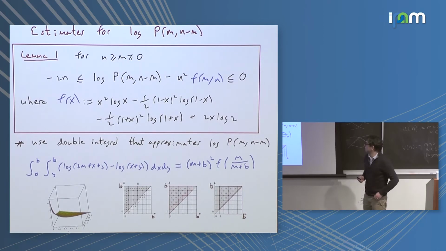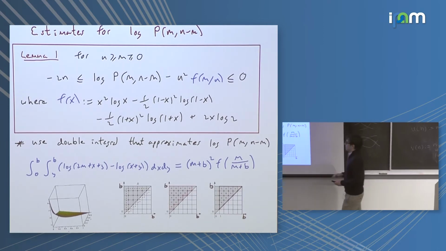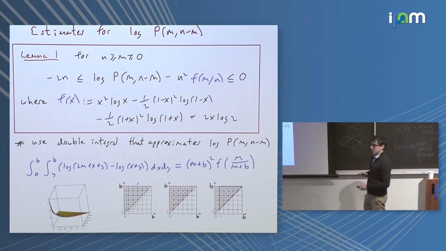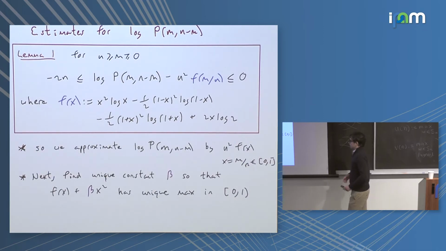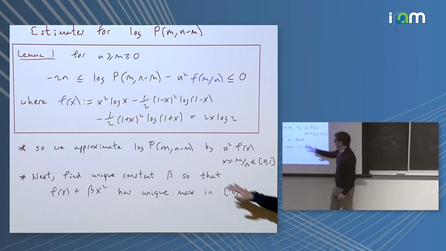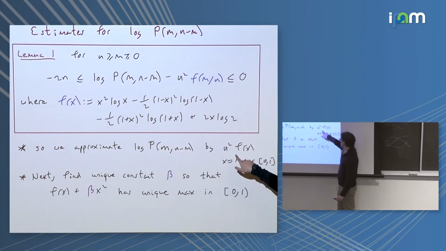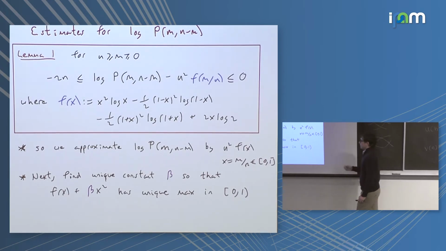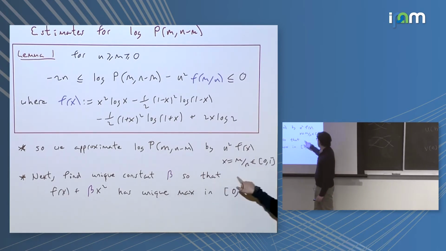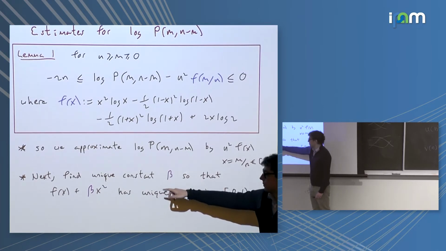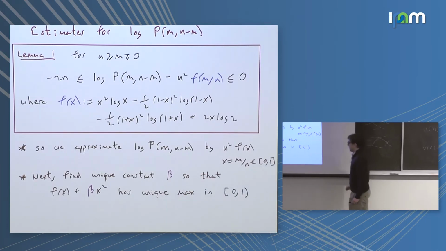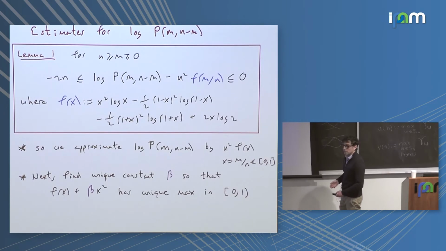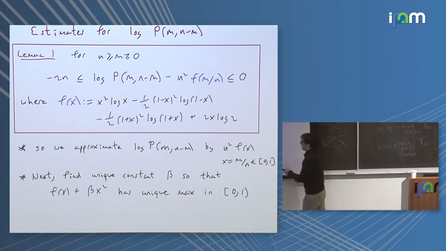Okay, so that's maybe the first step, analyzing this formula of Proctor. We can approximate the logarithm of this Proctor formula by basically n squared times this function, where the value of the function is between 0 and 1. And now we find the unique constant beta so that the function f(x) plus beta x squared has a unique maximum. So we're going to optimize that.